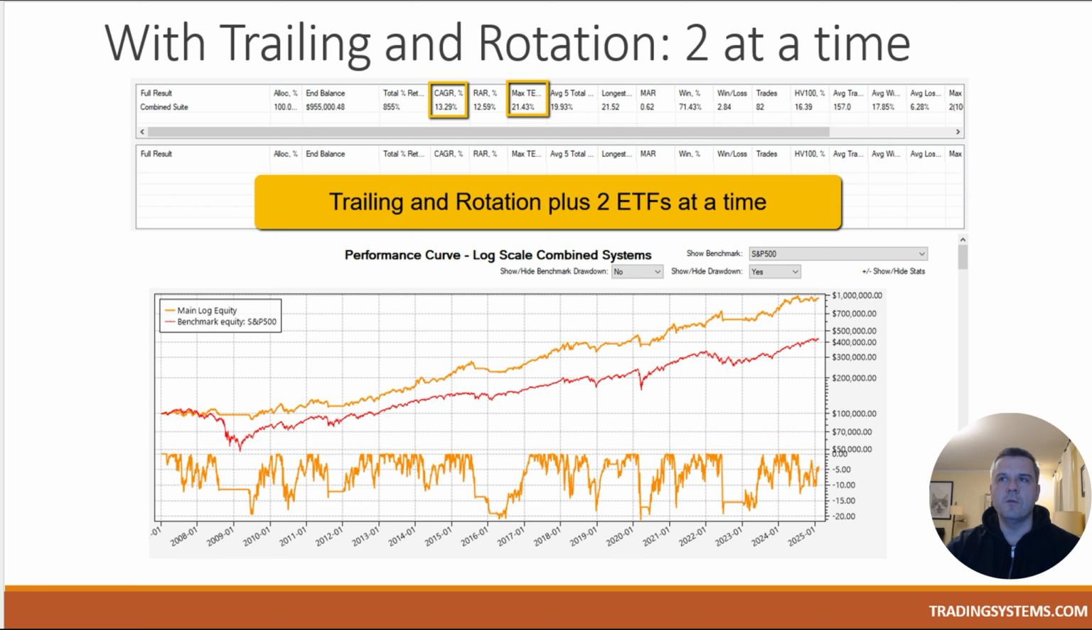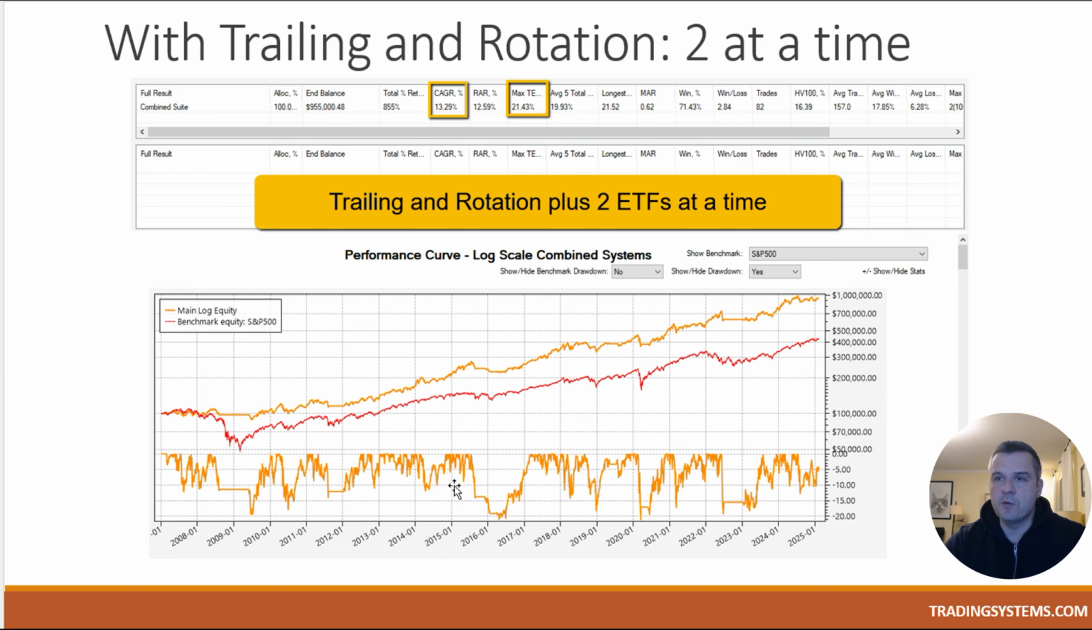Now, what else can I do? Instead of doing one ETF at a time, what if I do 2 ETFs at a time? Same idea, same ranking, but just 2 ETFs at a time. So now I'm doing the trailing and rotation plus only 2 ETFs at a time. It smoothed out my curve even more. My drawdowns are drastically reduced, 21%, and my CAGR is 13.29. Again, not too much to brag about for some people, but in reality systematic traders will probably take that kind of return on a single system basis, because if you plug it into your total suite, you may actually get a lot more out of it.